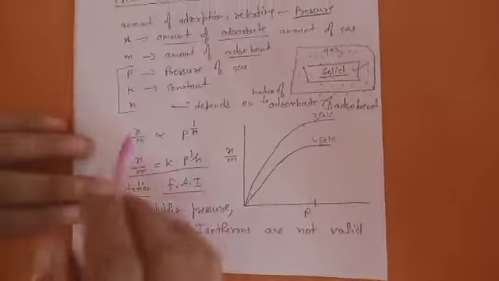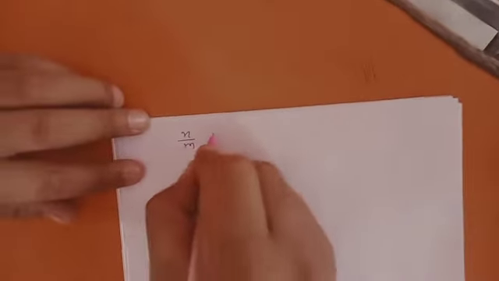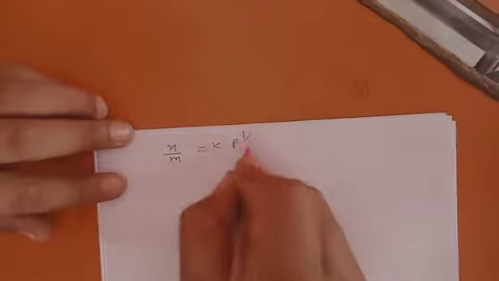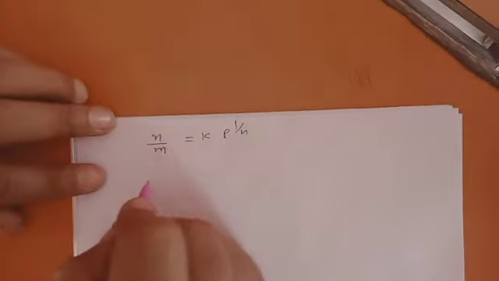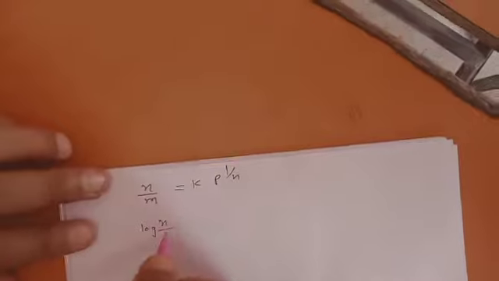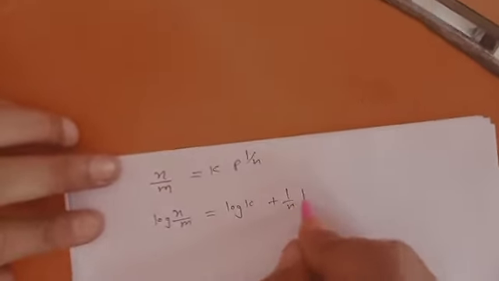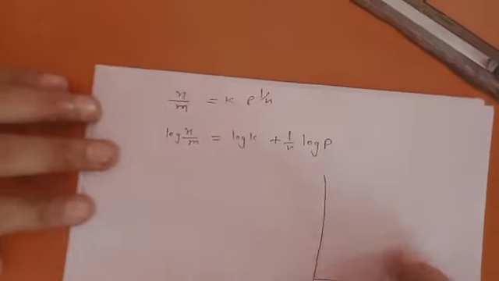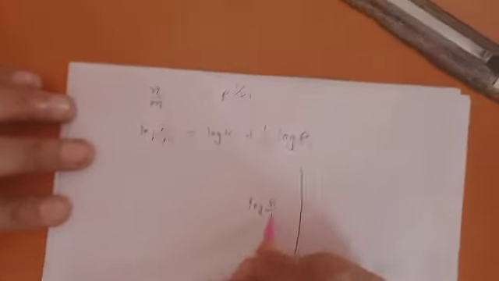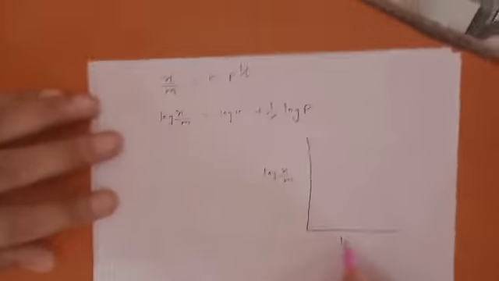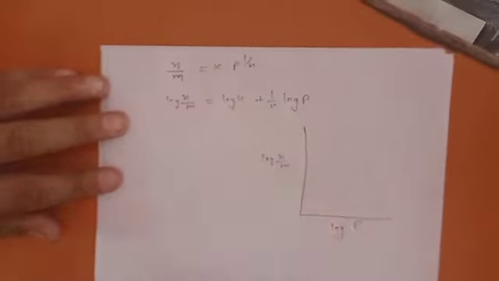Now I am writing this equation again: x by m gives you the amount of adsorption, K is a constant, P is the pressure applied. Let's take logarithm on both sides. So this becomes log of x by m equals log K plus 1 by n log P. Now if you plot the graph between log x by m, which gives the amount of adsorption, and log P, the pressure applied by the adsorbate.